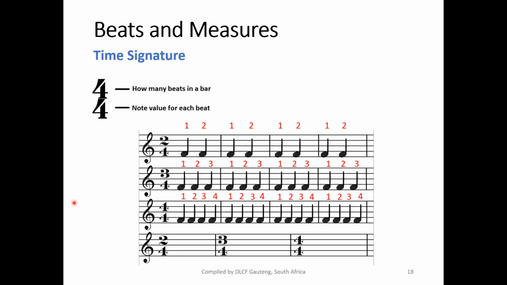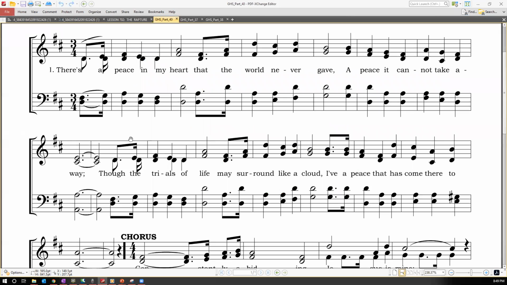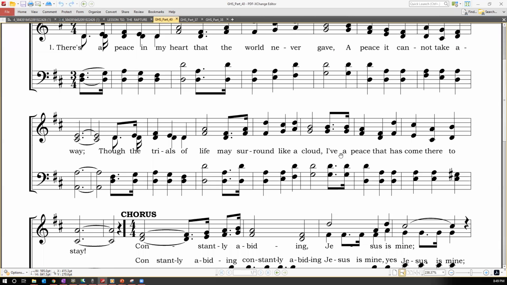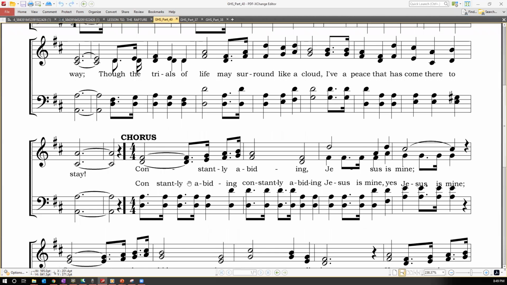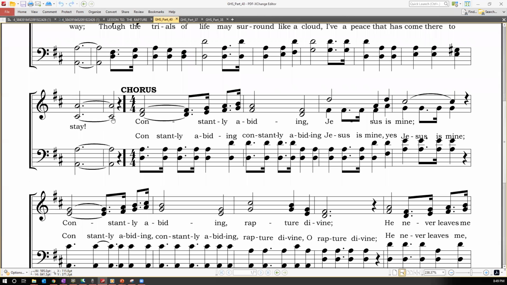So there's a peace in my heart that the world never gives, a peace it cannot take away. Though the trials of life may surround like a cloud, I've a peace that has come here to stay. 1, 2, 3, 1, 2. Now we're going to switch.